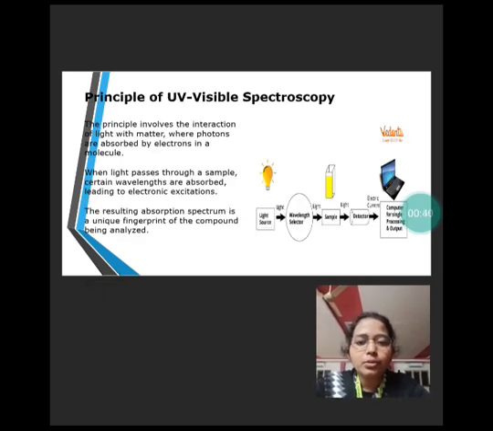Principles of UV visible spectroscopy. The principle involves the interaction of light with matter, where photons are absorbed by electrons in a molecule. When light passes through a sample, certain wavelengths are absorbed, leading to electronic excitations. The resulting absorption spectrum is a unique fingerprint of the compound being analyzed.